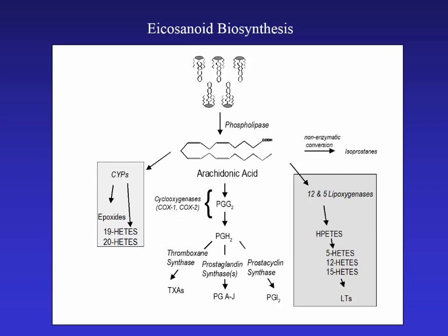And basically there are 3 or 4 pathways that released arachidonic acid gets metabolized into active components. There's one pathway that's important in the kidney and important in some other tissues I'm not going to talk about too much, that's mediated via CYPs, that is the cytochrome P450 group of enzymes. And you make epoxides and 19-HETEs and 20-HETEs, which are important for renal function and important for some vascular function, but we really can't target that pathway.